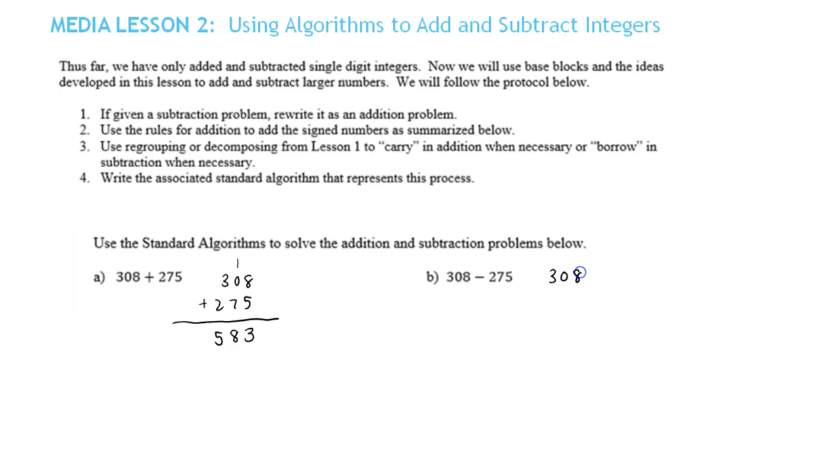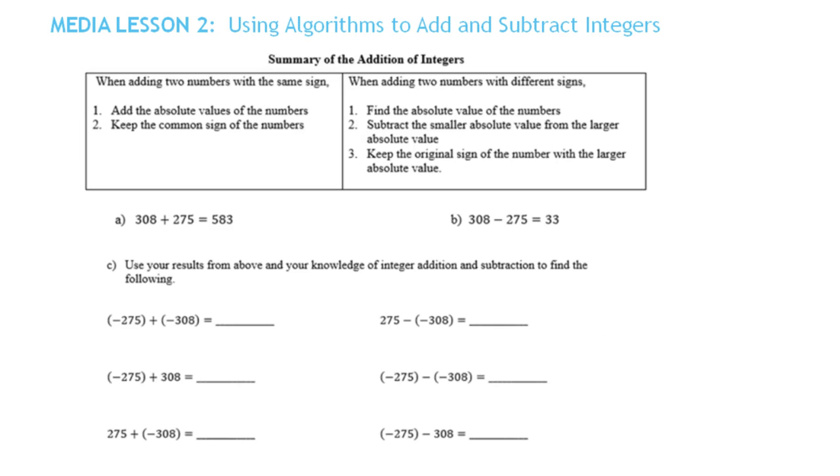Now let's do the associated subtraction problem. So I'm subtracting 275 from 308. 8 minus 5 is 3. I can't do 0 minus 7, so I'm going to borrow a flat. 10 minus 7 is also 3. And 2 minus 2 is 0. So our result is 33. Okay. So I have our results listed right here. The sum is 583, the difference is 33.